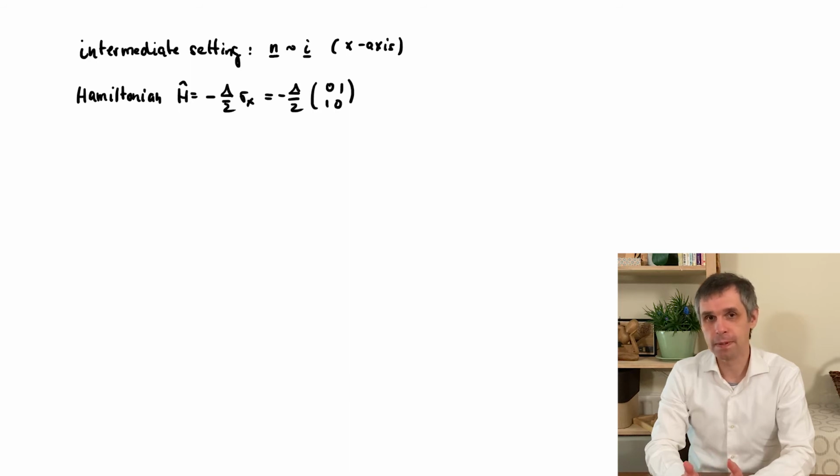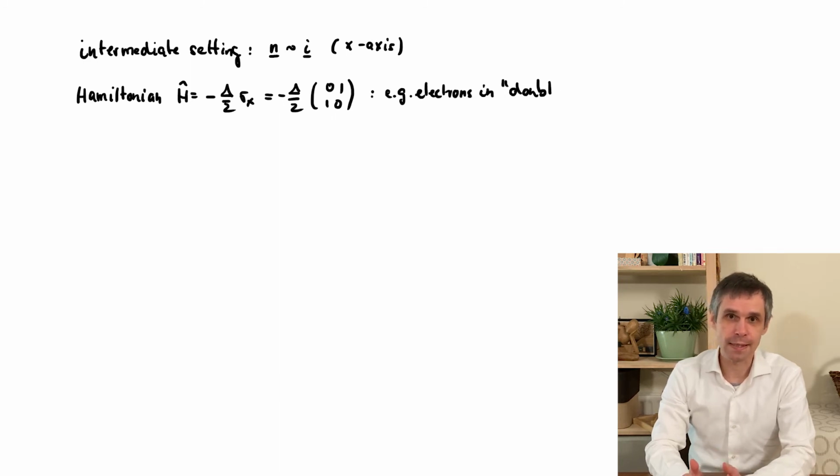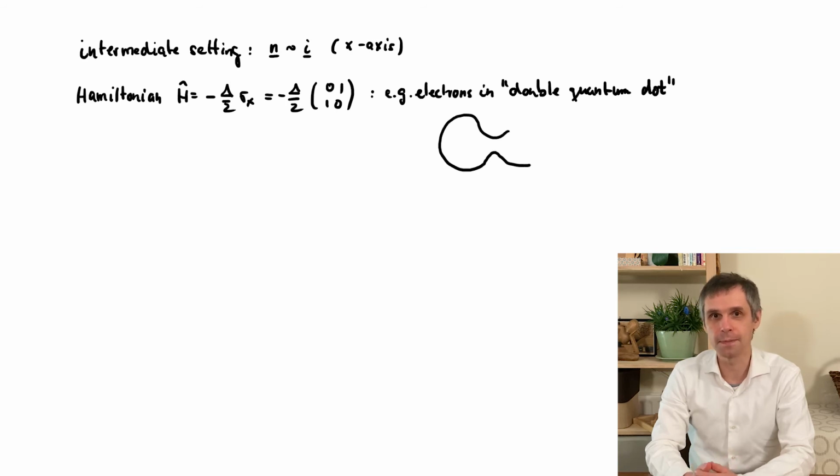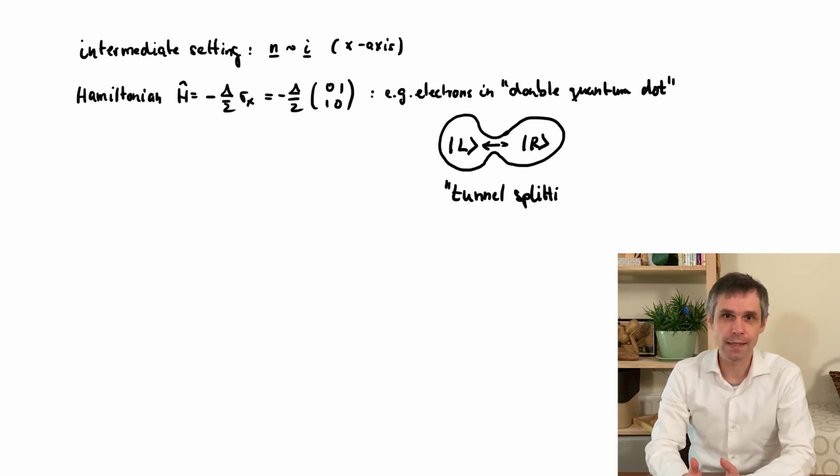This would represent a spin with a magnetic field pointing in the x direction, but it also occurs in other contexts. Often what one considers are quantum systems in which there are two states that are initially treated separately, but then one looks at what happens when one couples them together. This could, for instance, apply to an electron in a so-called double quantum dot. The electron can sit in the right dot or in the left dot, but due to tunneling it can also move from one dot to the other. And in this context, this parameter here, capital delta, is known as the tunnel splitting.